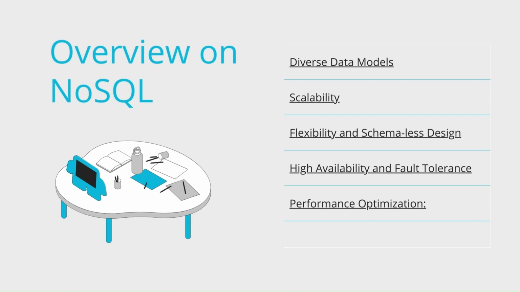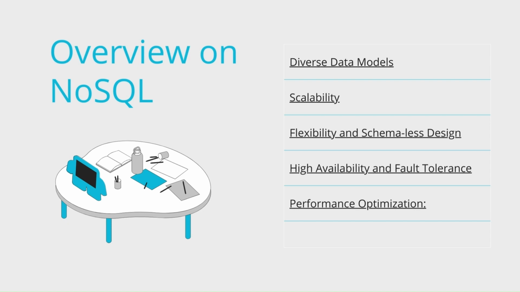Third, flexibility and schema-less design. NoSQL databases typically offer a flexible schema or schema-less design, allowing developers to store and retrieve data without predefined schemas. Next, high availability and fault tolerance. Many NoSQL databases are designed with inbuilt mechanisms for high availability and fault tolerance. They often support features like data replication, automatic failover, and data partitioning to ensure data availability and reliability.